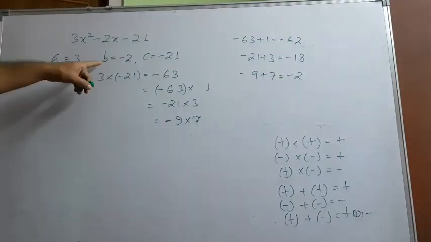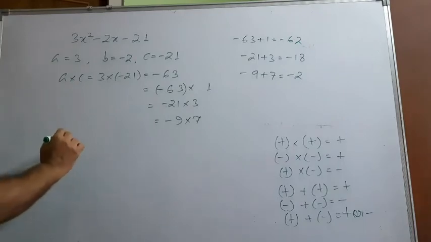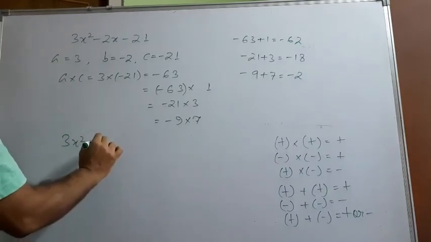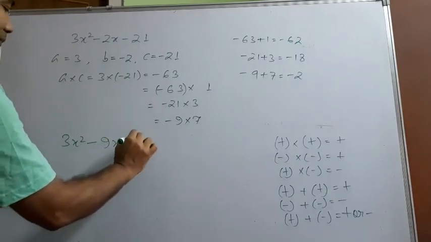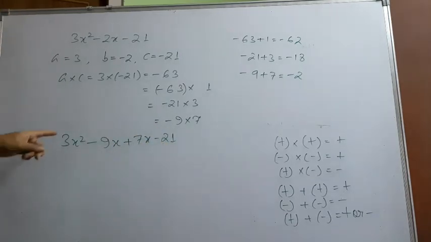That means I have to write this minus 2x as minus 9x and plus 7x. So this will be 3x squared, minus 9x, plus 7x, minus 21. Count the number of positive and negative terms, they must be equal.